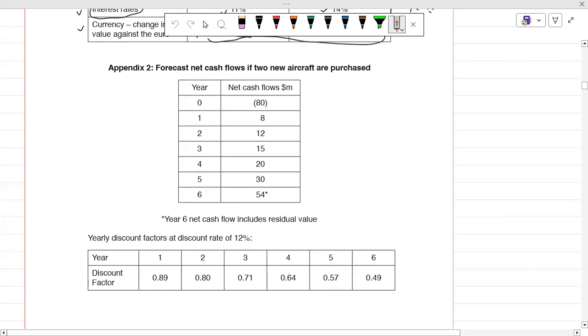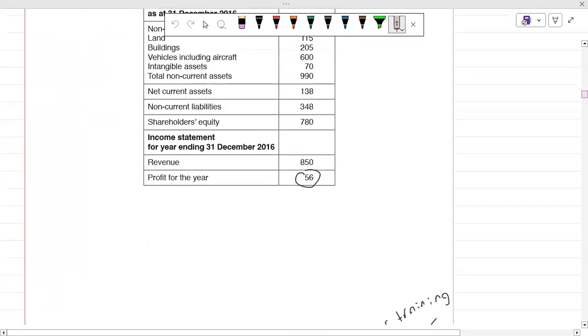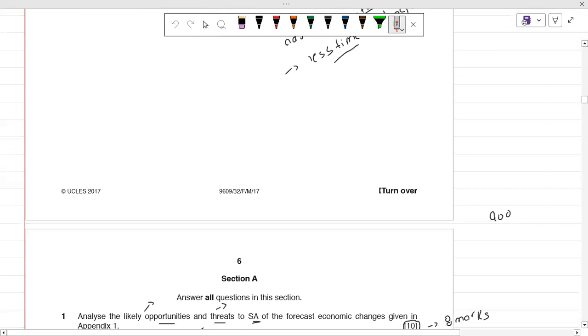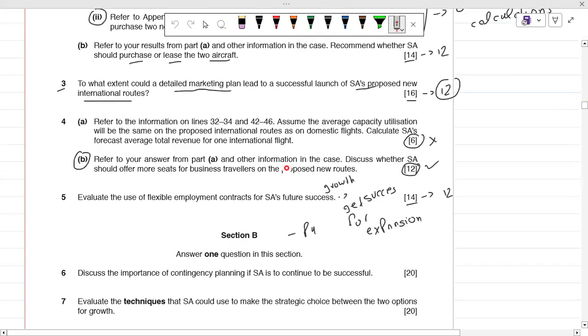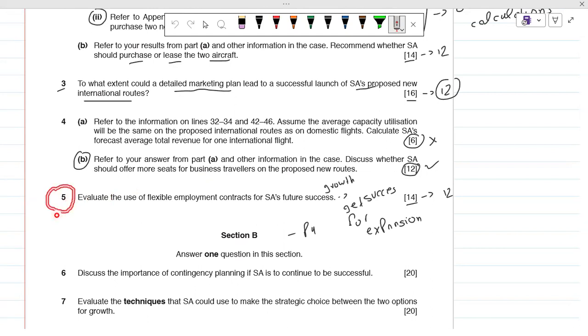Okay, so the question was basically, this question we are going to discuss, question number 5. As you can see in this question, the examiner is asking you to evaluate the use of flexible employment contracts for SA's future success. So this is basically the question.